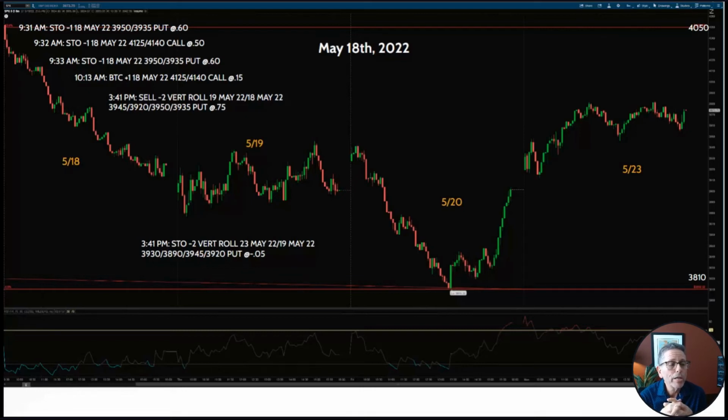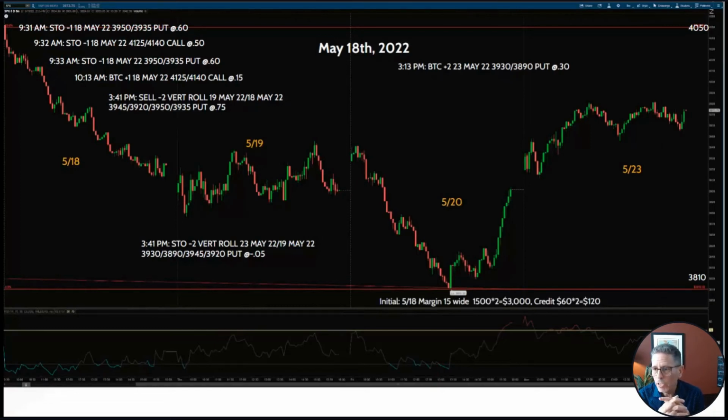So the next day, basically, I had to roll the position again. And this time I went from 39.45, 39.20 to 39.30, 39.90, 38.90. Okay. So then what I did the next day was I bought that rolled position for 30 cents and closed it out, basically. Okay. So what happened? I was able to get out of the position with a nice profit, all right?